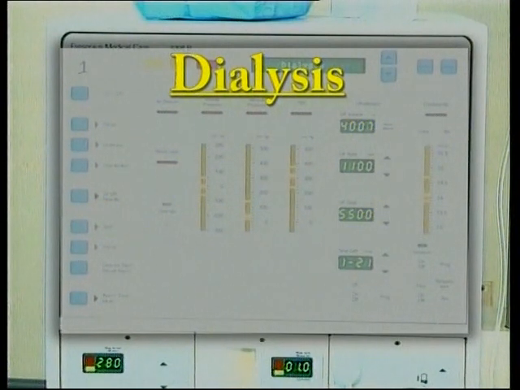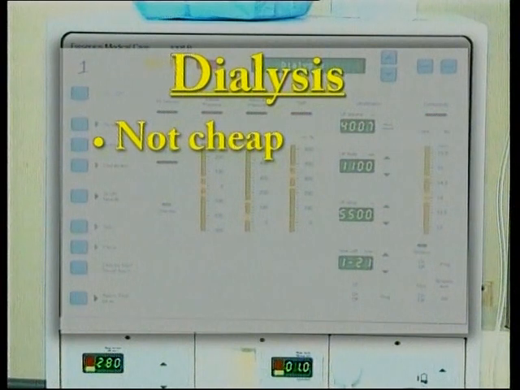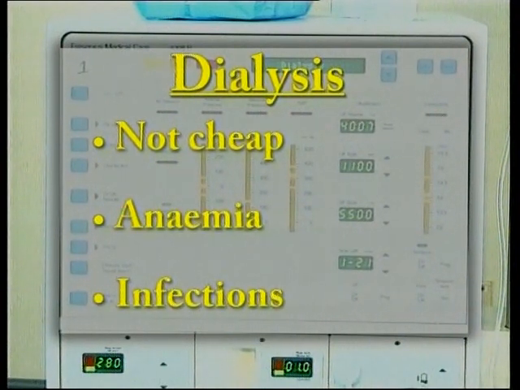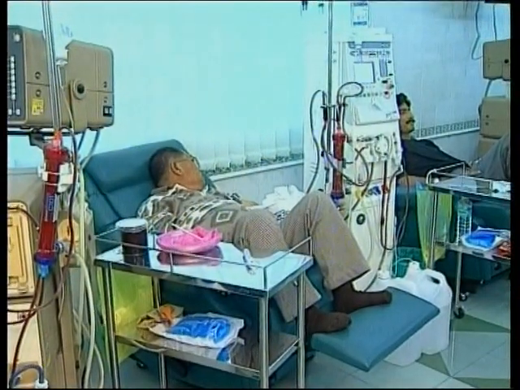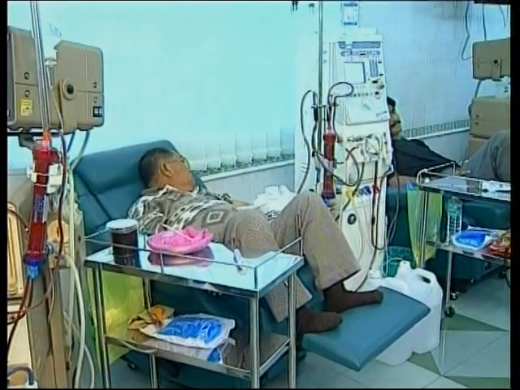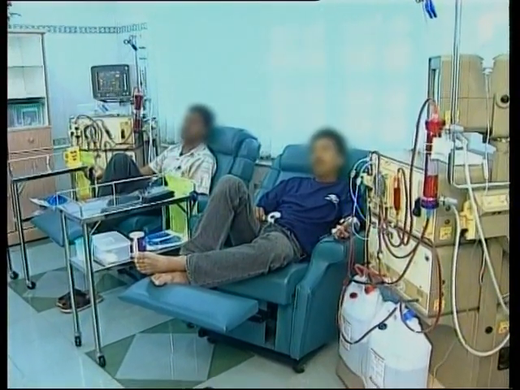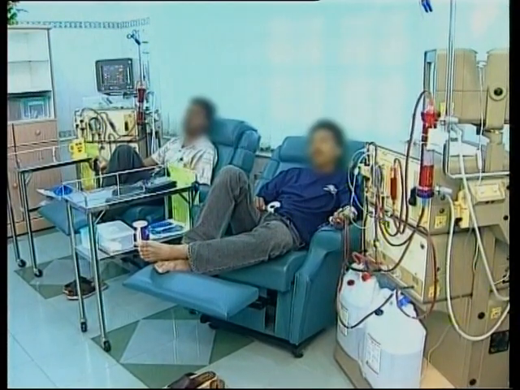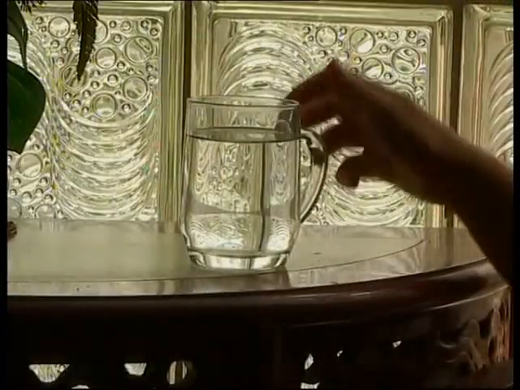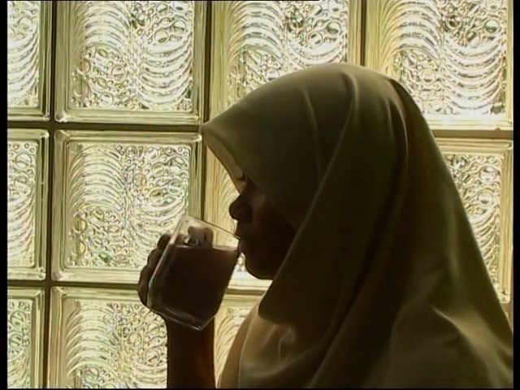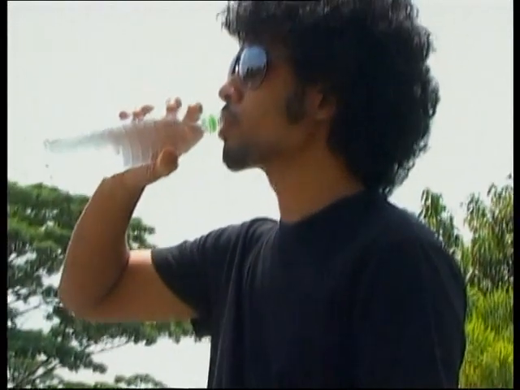And this kind of treatment is not cheap. Furthermore, there are high possibilities that the person may later develop anemia and infections through this treatment. Dialysis does not cure kidney failure, but it can only prolong the person's life. The only hope is still a kidney transplant. Remember, prevention is better than cure. Drink lots of water, have a diet that is low in salt and sugar.